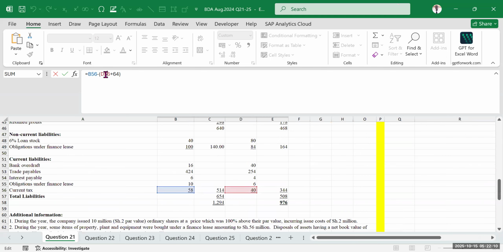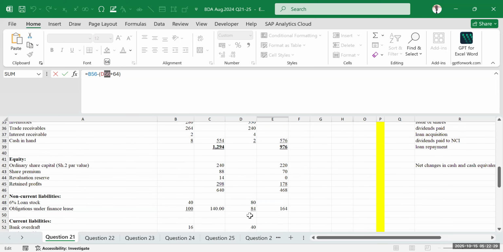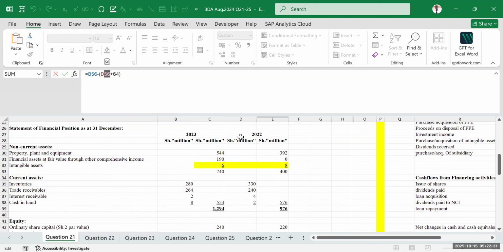After that, I compare. To compare means you just put a negative sign. And we are comparing with the opening liability. And the opening liability is in cell D56, which is this cell D56. You can see the opening liability falls under the column of 2022. Now, I wanted to explain this adjustment.